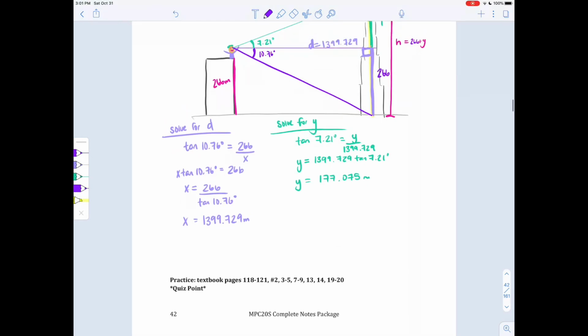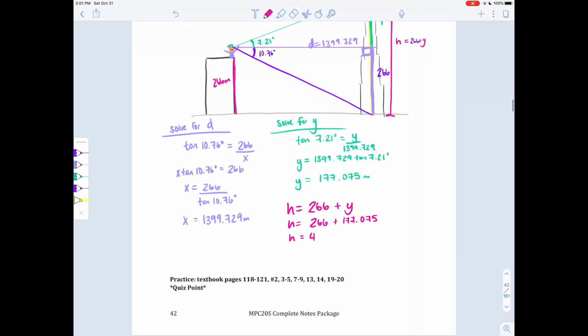All right, but we're not quite done the problem. We have to figure out our height. And our height was in pink. Our height we determined would be our 266 plus y. So 266 plus 177.075 is 443.075. Because this is a contextual opportunity, we have to respond in a contextual-like manner.